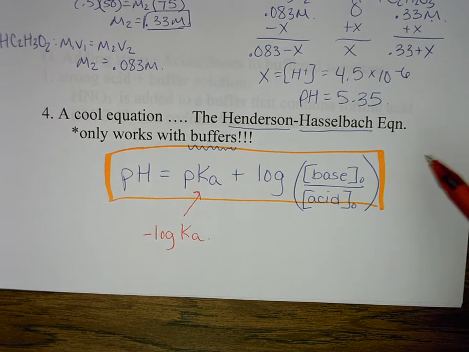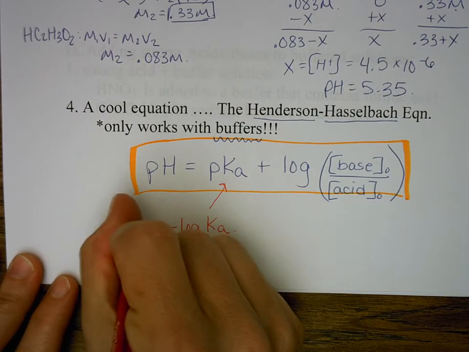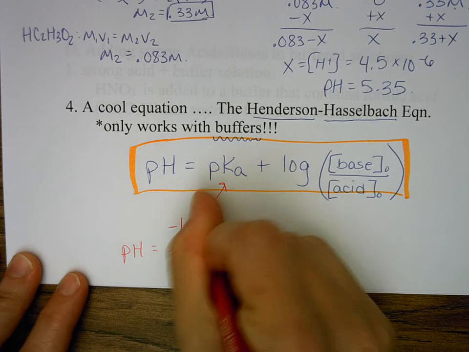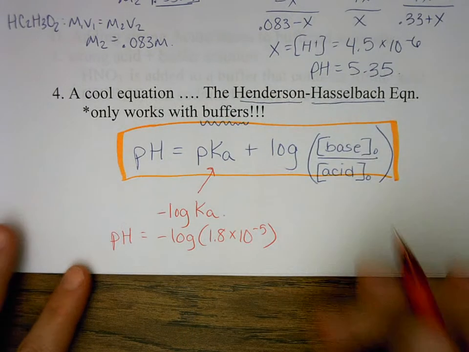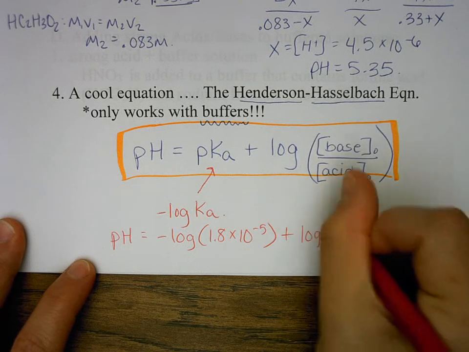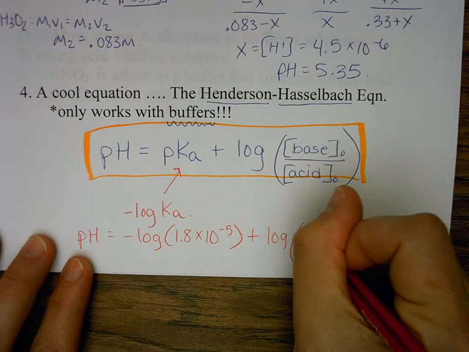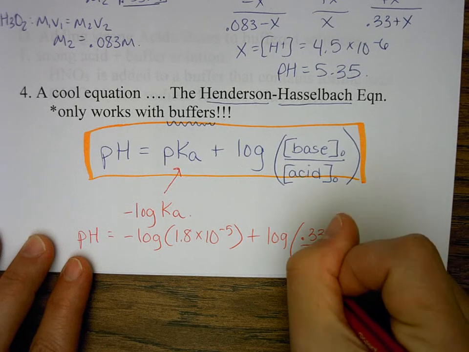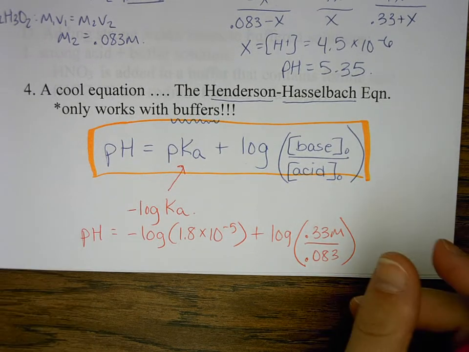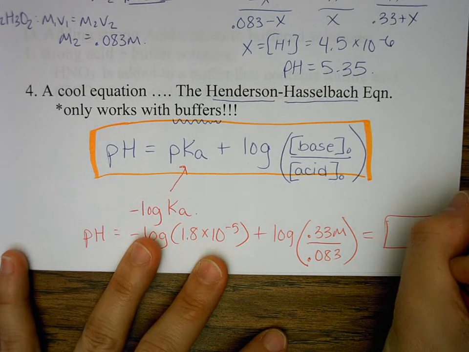So if I were to plug in all these numbers for the problem that we did up here, the pH would be equal to negative log of 1.8 times 10 to the negative 5th, plus the log of my base concentration, which is 0.33, over my acid concentration, which is 0.083. Okay, get out your calculators. If you don't have your calculators, get them out. I want you guys to plug this in and see what you get as your answer. Okay, do it.